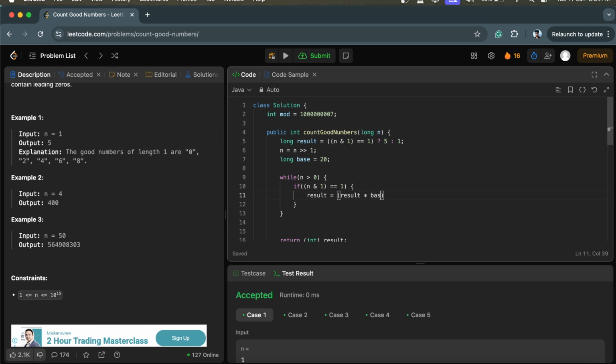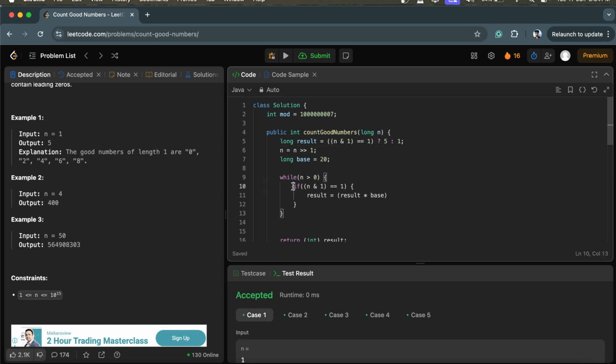Let us say that n is equal to 3, so it is odd. Currently the result is holding 5, and 20 to the power of 1 it will be having, because n again we are shifting to the right by 1 bit, so it is basically n divided by 2. So 3 was there, and 3 divided by 2 is basically 1.